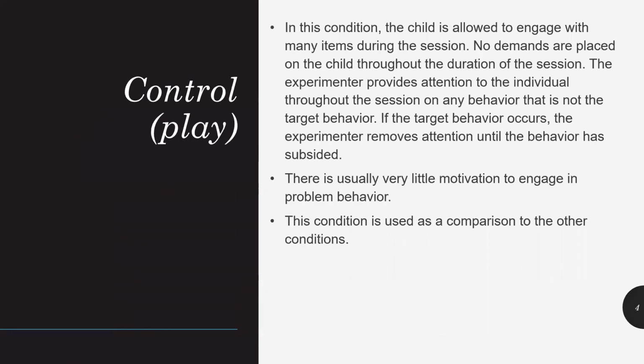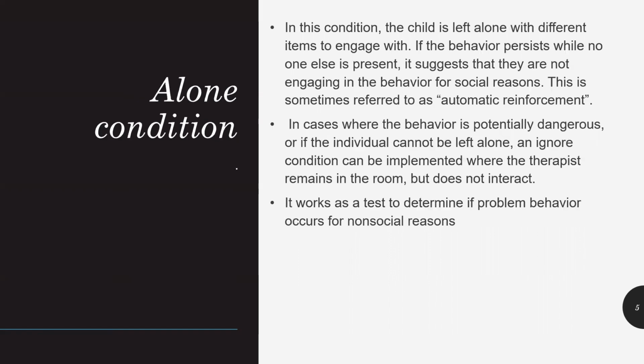So let's start with the control condition, which is the most different one, I should say. In this condition, the child is allowed to engage with many items during the session. No demands are placed on the child through the duration of the session. The experimenter provides attention to the individual through the session on any behavior that is not the target behavior. If the target behavior occurs, the experimenter removes attention until the behavior has subsided. There is usually very little motivation to engage in problem behavior. This condition is used as a comparison to the other conditions, okay? And you will understand why in the next slides.